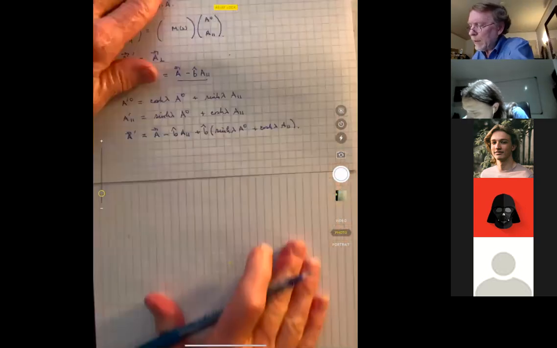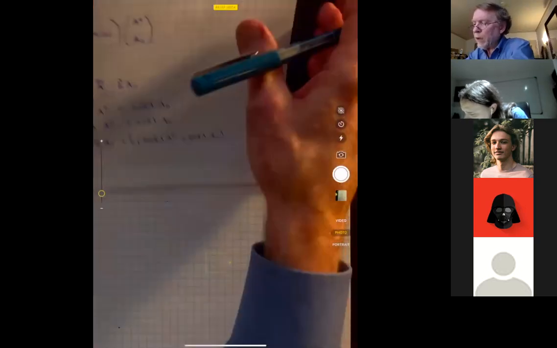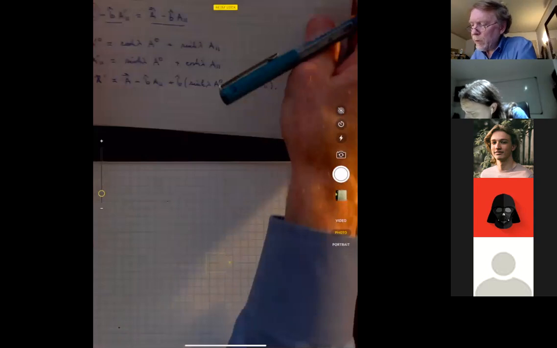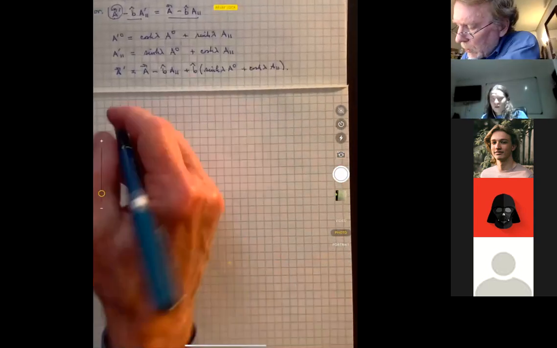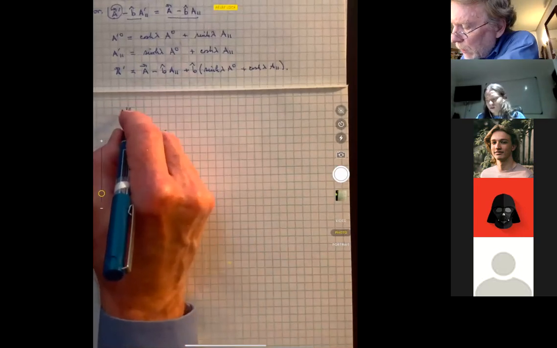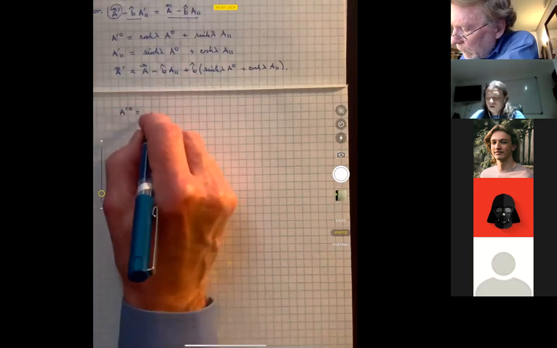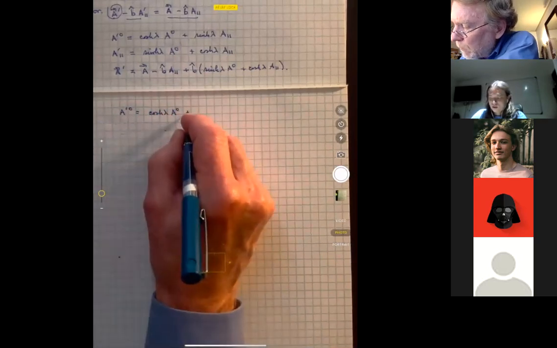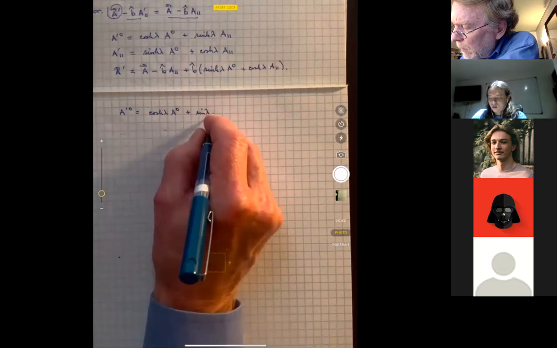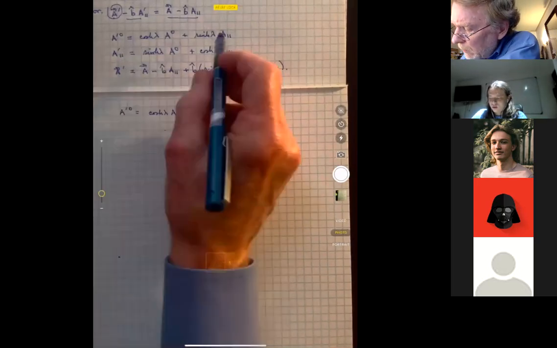And let me pull that together into a little neater form that we can use. I have room to do it here. So it's going to look like this: A prime 0 is equal to cosh lambda a0 plus sinh lambda a parallel. That's the first one here.